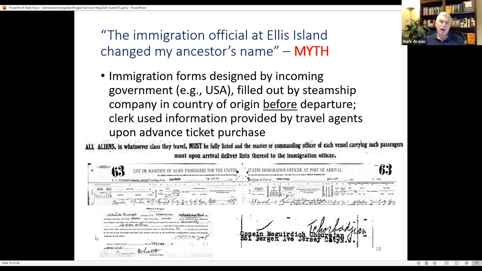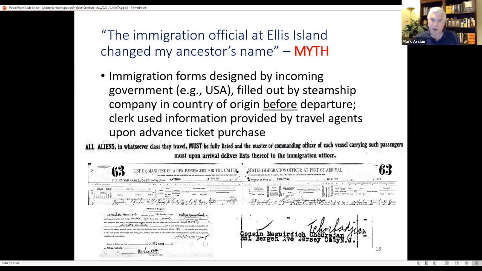And if you look at the top of the ship manifest, you can see exactly what it says. It says all aliens must be fully listed, and the commanding officer of each vessel carrying such passengers must upon arrival deliver the lists thereof to the immigration officer. So these lists were created. Any misspellings, any misinformation was put on there long before they even departed from the original port.